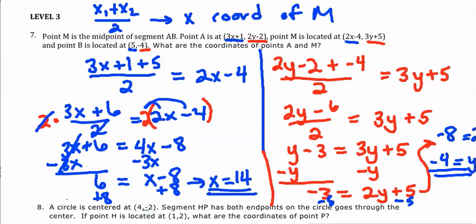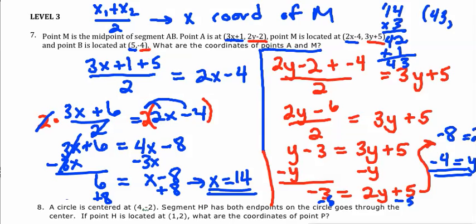Very last step here to find these coordinates, because we're not quite done. To find A, we just need to plug x back in. So 14 times 3, that's 42. And then add 1. Okay, so point A is 43, comma. All right, 2 times y, that's going to be negative 8. Negative 8 minus 2 is negative 10. So this point up here, that's A.